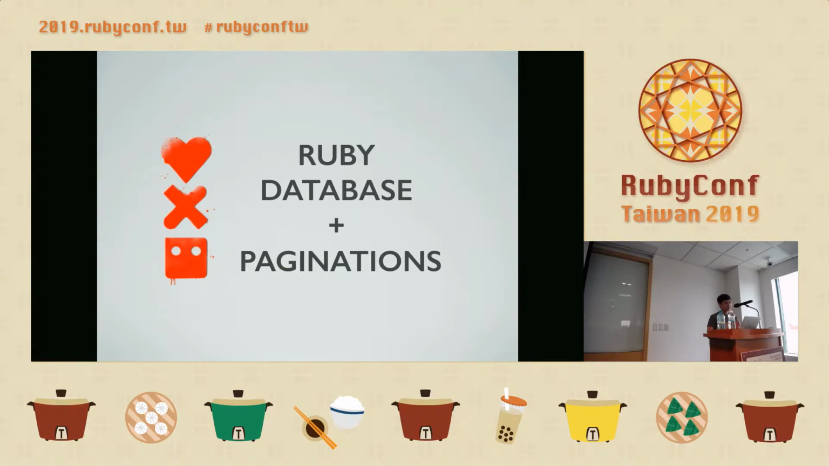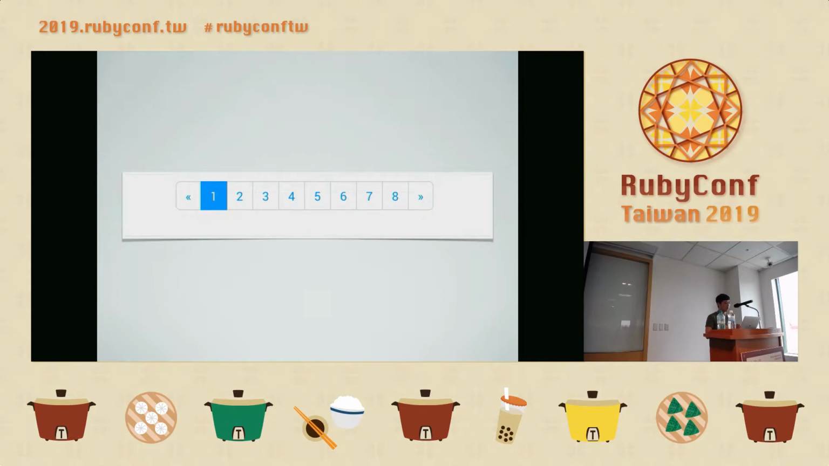And next, I would like to talk about a few more examples of Ruby code that relates to the database, and also what it does in pagination. When I talk about pagination, I mean something like this showing to the users. I suppose everyone is familiar with the look of this, maybe just in different formats.